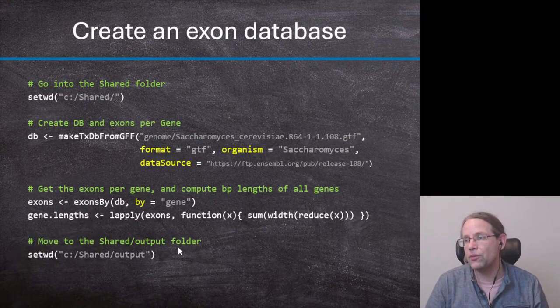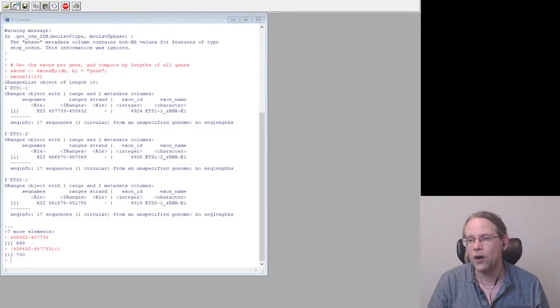All right, and then the next step is going to be moving to the shared output folder, because I want to write all of my output into the output folder. Since we've loaded everything that we need from the genome folder, we can now just go to the output. All right, so let's go back to R and do that.